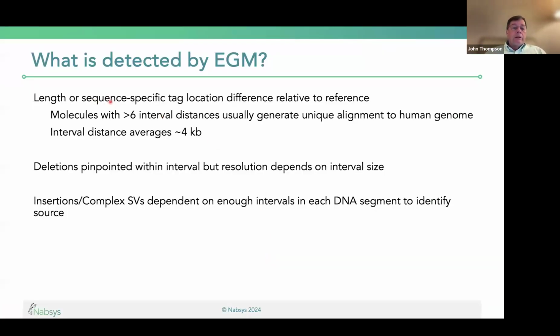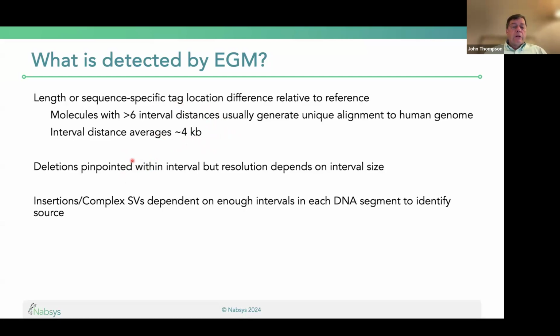So again, we detect length or sequence-specific tag location differences relative to the reference. Because the intervals between tags are continuously variable, you only need about 6 or 7 interval distances to generate a unique alignment. Obviously, if you have repetitive sequence, it won't be unique, but for any non-repetitive sequence, this is all you need to uniquely assign to the genome. And with our tagging methods, you have an interval distance of about 4 kb between tags, so some are much smaller and some are much larger.